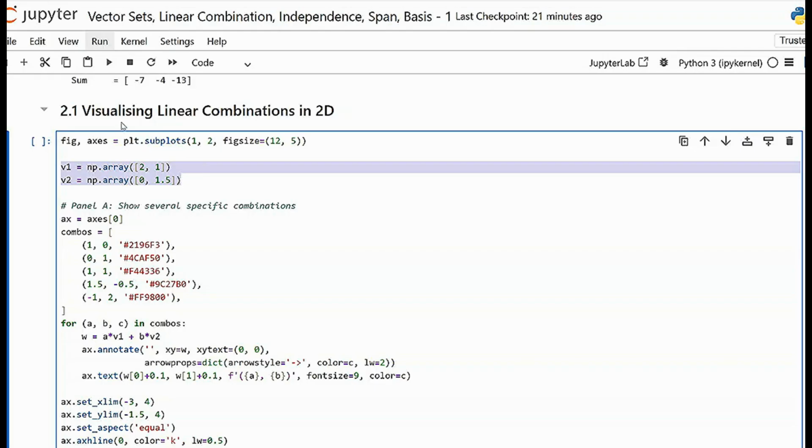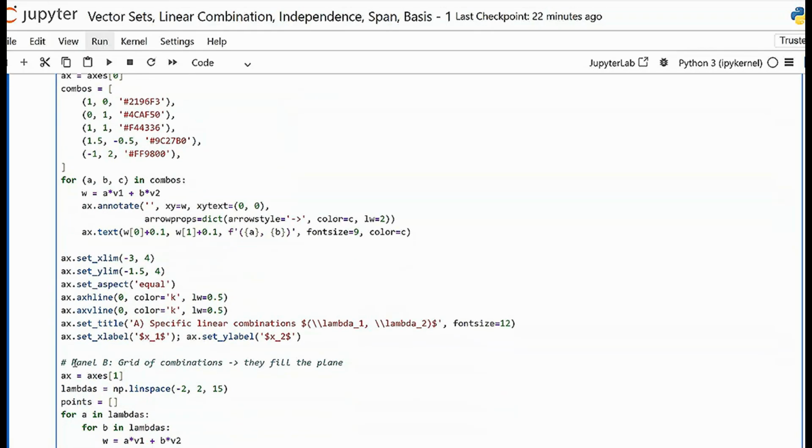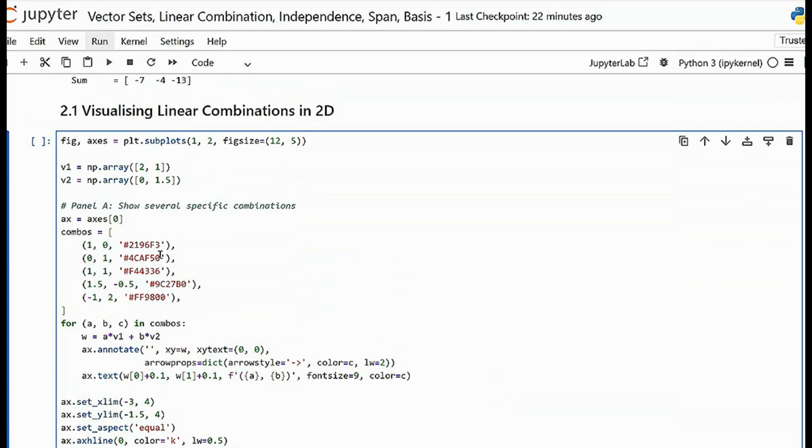And kindly observe, here we have subplots 1 comma 2, one row, two columns, and we control the figure size with 12 by 5. This controls the size of the figure, and we are having two plotting areas. I want to have them as panel A and panel B: the left side is panel A and the right side is panel B. Now let me move on to the coding in depth.